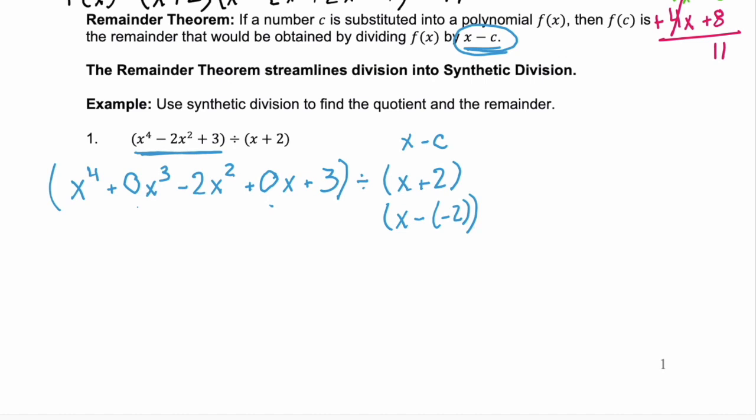This is where we're going to do a little magic. So negative 2 is our divisor. In synthetic division, we put it in this little box. And then next to it, we write the coefficient for each of our terms. So the coefficient of our first term is 1, so we put a 1. Coefficient of our second term is 0. Then we have a negative 2, a 0, and we have a 3.